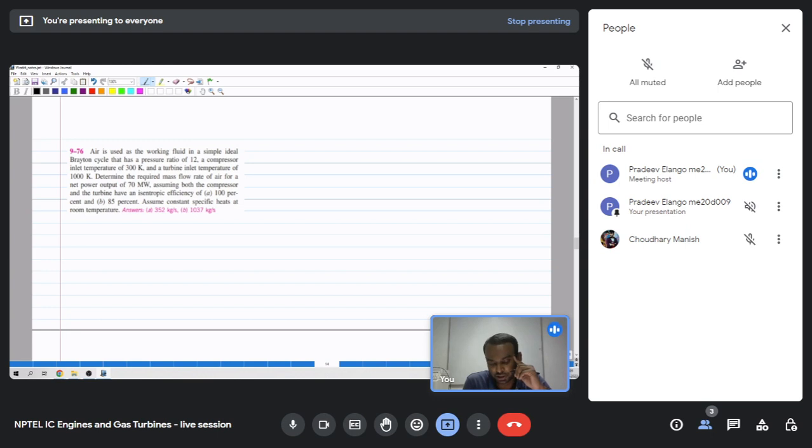Air is used as the working fluid in a simple ideal Brayton cycle that has a pressure ratio of 12, a compressor inlet temperature of 300 Kelvin and a turbine inlet temperature of 1000 Kelvin. Determine the required mass flow rate of air for a net power output of 70 megawatt, assuming the compressor and turbine have isentropic efficiencies of 100% and 85%. Assume constant specific heat as output temperatures.